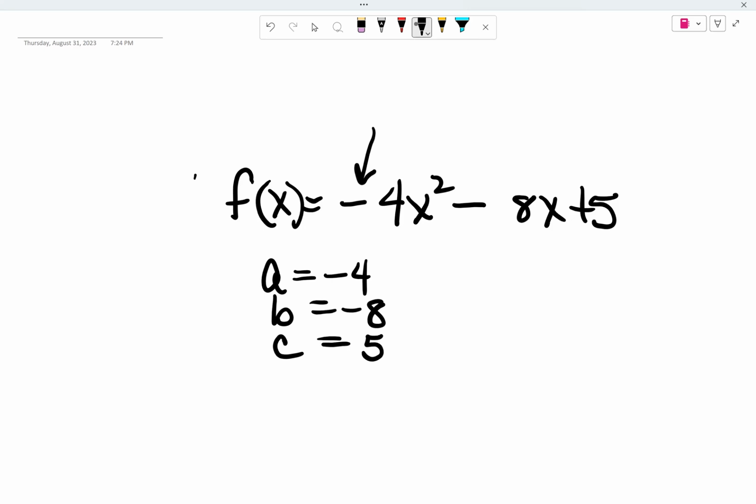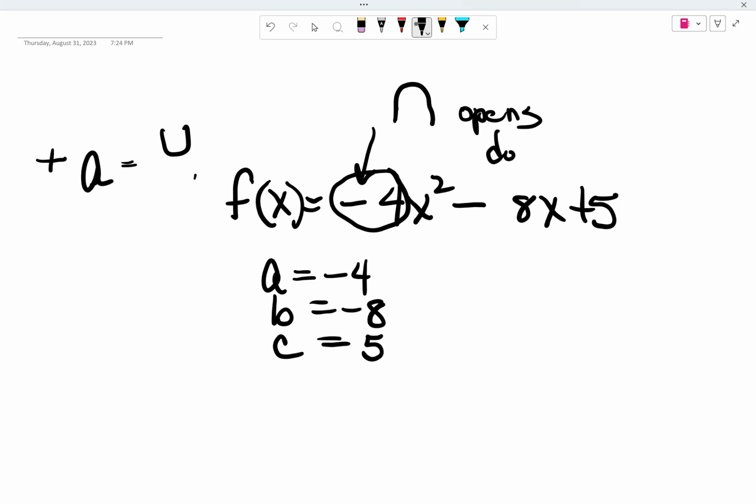Because this is negative, we know that the parabola is going to open down. I didn't mention that. The A value, if it's positive, you have a parabola that's going to open up. If the A term, like it is here, is negative, it opens down. And here, this opens up. I'm sure you remember that from pre-cal.